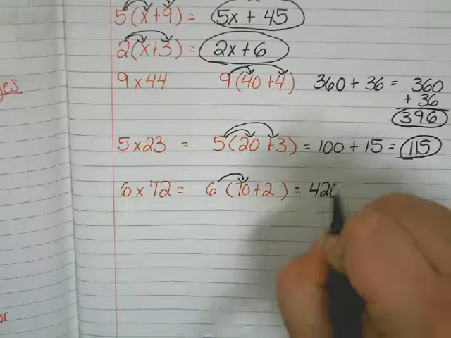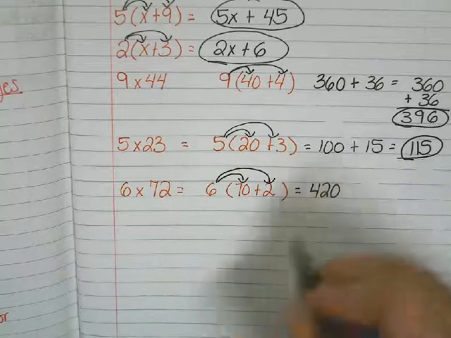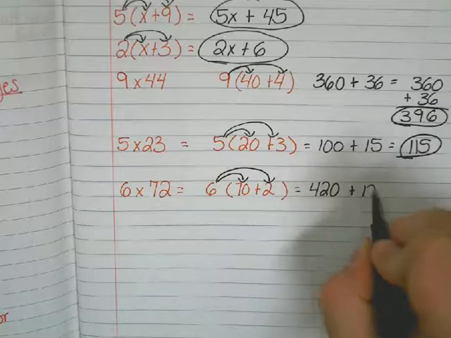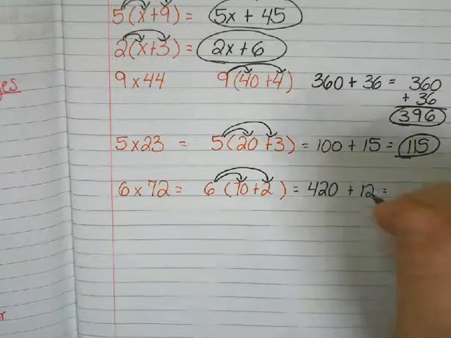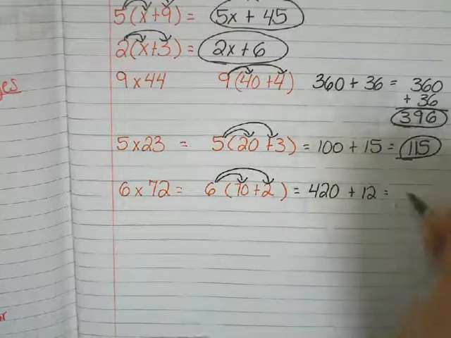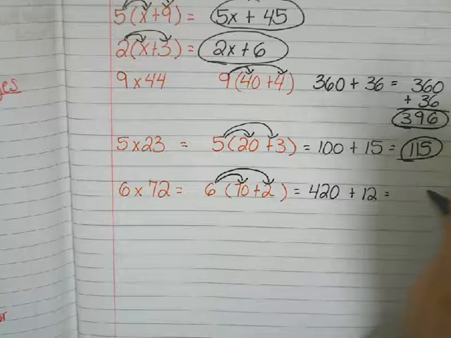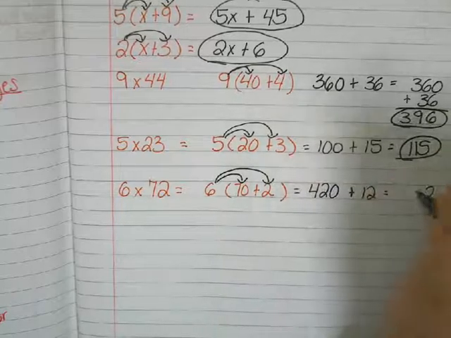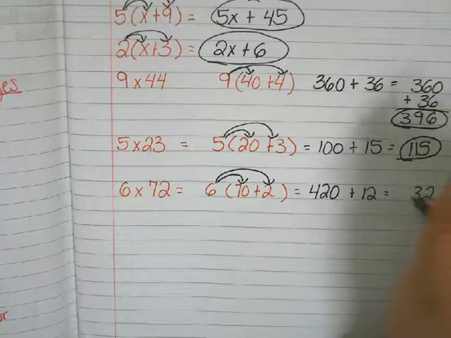6 times 2? 12. So 420 plus 12? What's 2 plus 0? 1 plus 2. 1 plus 2. 4 plus 0. 432.